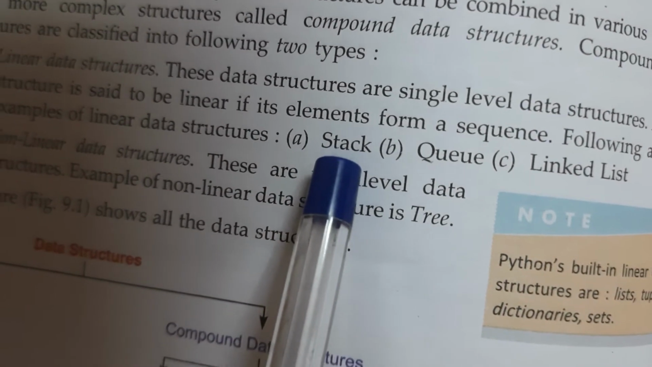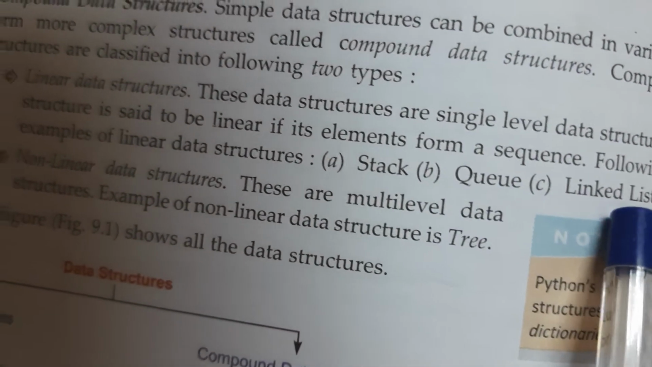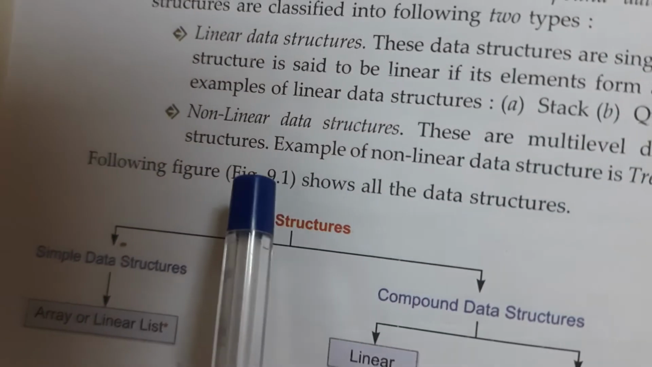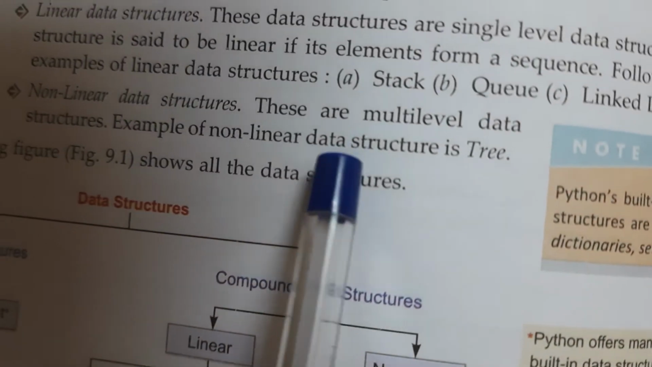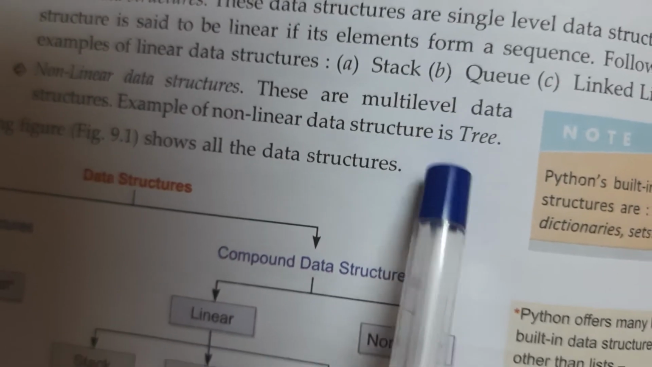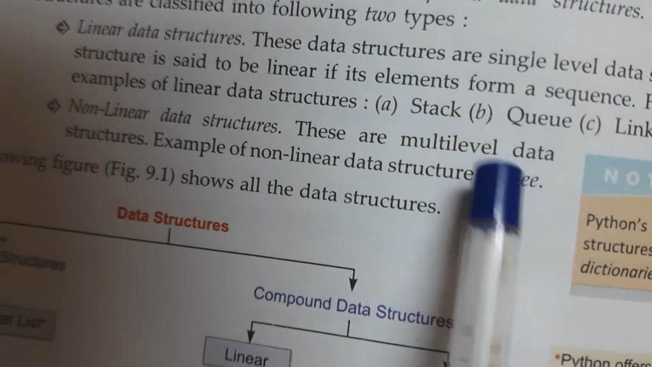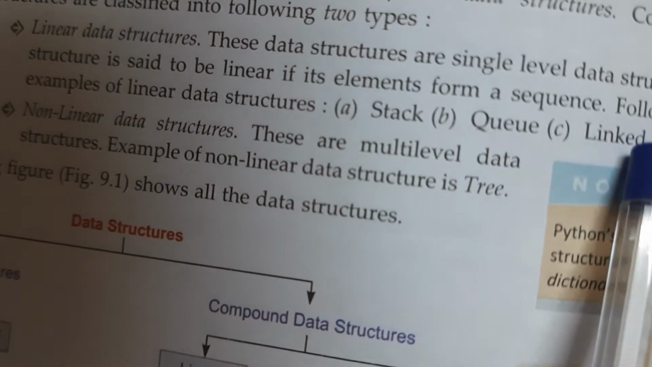Again, in linear data structures we have three subdivisions: stacks, queues and linked list. Whereas in non-linear data type there are multi-level data structures. Example for non-linear data structure is tree. We won't be concentrating much on trees, but the stacks, queues, linked list are very important.